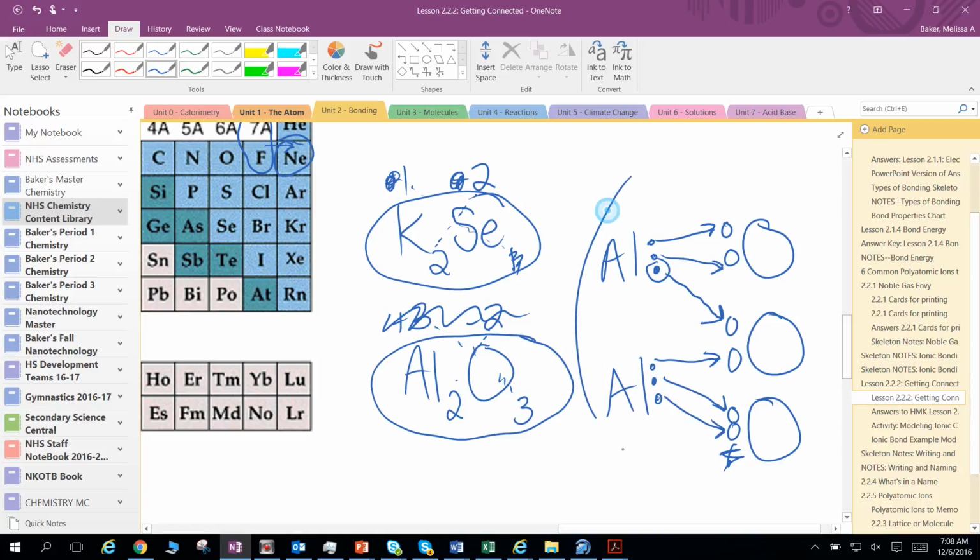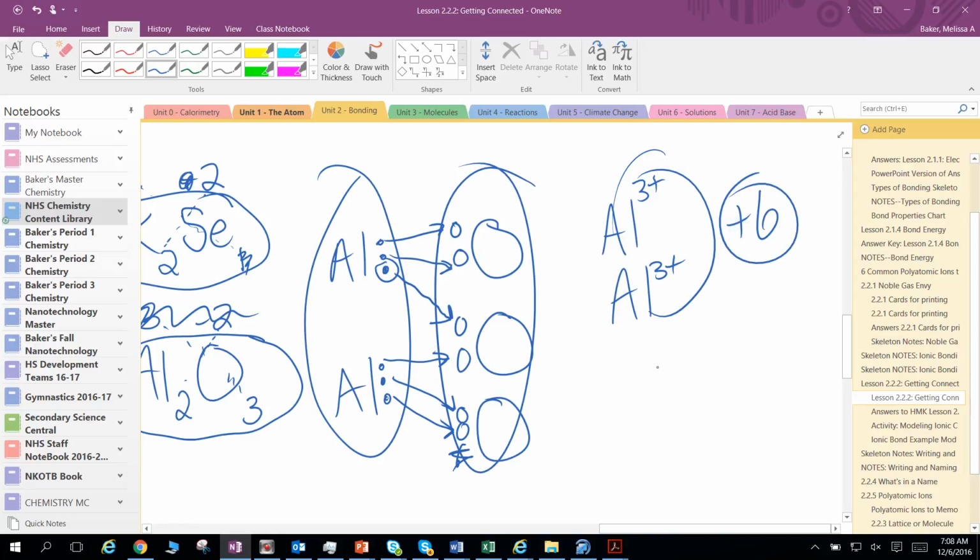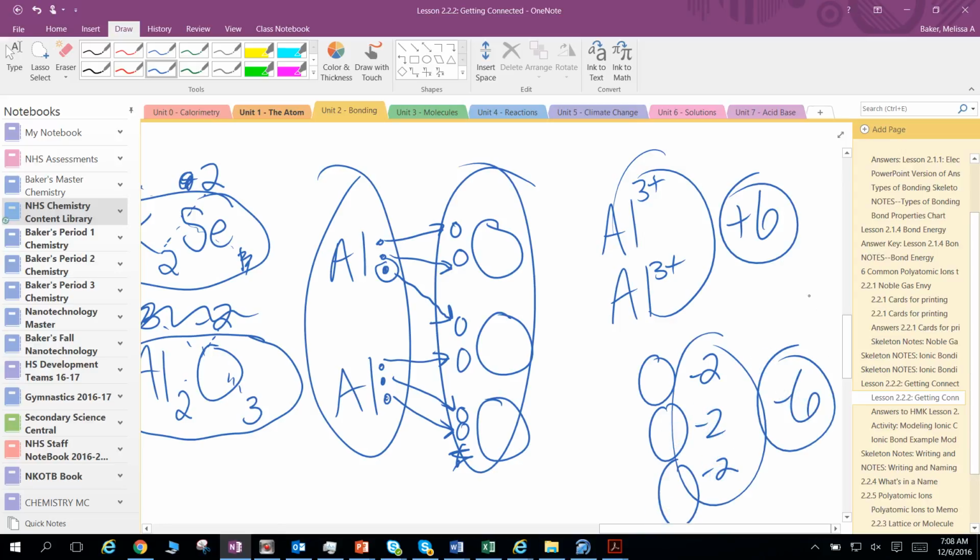So you can see how it's Al2O3. And then as far as the charges go, since aluminum forms a positive 3 charge, and there's 2 of them, that makes a positive 6. And each oxygen forms a negative 2 charge. That makes a negative 6. Notice how these numbers equal 0 when you add them together, forming that neutral compound.